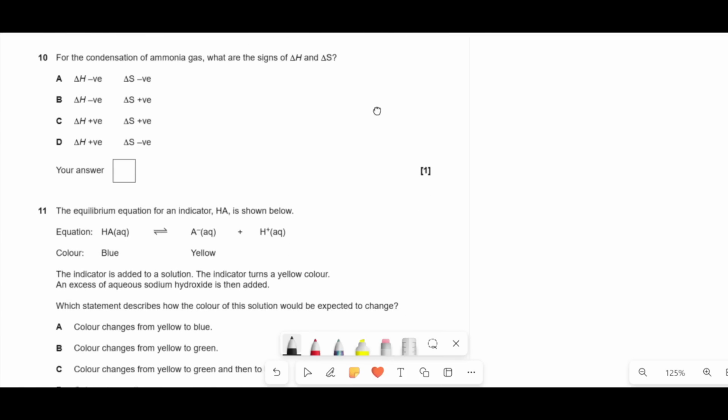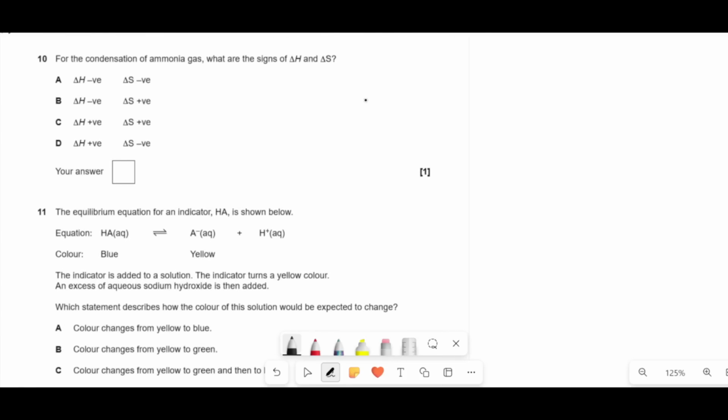Next, it says, for the condensation of ammonia gas, what are the signs of delta H and delta S? So think about what's going on. So we've got a gas and we're condensing it. So that means we're going to go to a liquid. If we're doing that, the gas is more disordered and more all over the place and random than liquid. So that means we're decreasing in our entropy. So delta S is negative. So those two are out.